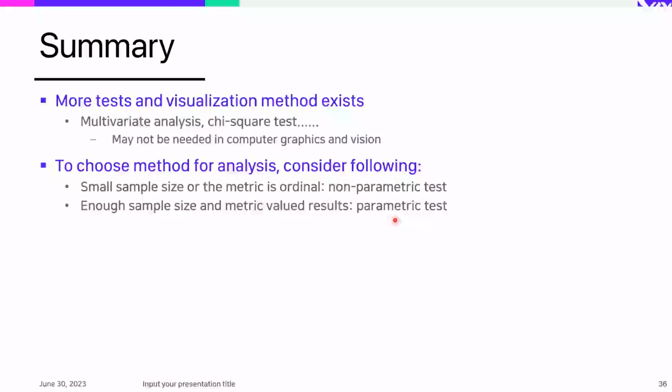And also, just to summarize what to choose, consider the following. If the sample size is small, or the metric is ordinal, then go for a non-parametric test. So if you use a Likert scale, then go for a non-parametric test. If you have a large sample size and the value is metric, then go for t-test or ANOVA. Pretty simple, right?